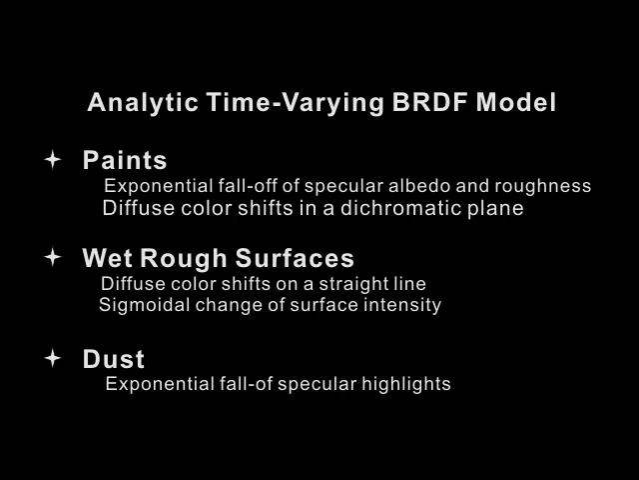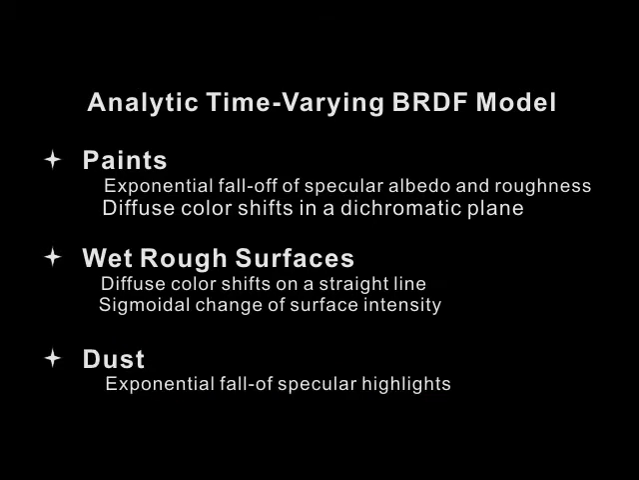Here we summarize the key properties of our analytic models. For paints, the specular albedos and roughness vary at exponential rates. Diffuse colors of drying paints shift within a dichromatic plane in the color space, spanned by the paint color and the surface color. In the case of wet surfaces, the diffuse color shift can be modeled as a straight line in the color space. Furthermore, their surface albedos brighten according to a sigmoidal function. For dust, the specular highlights fall off exponentially and die out in the very early stage of dust accumulation.